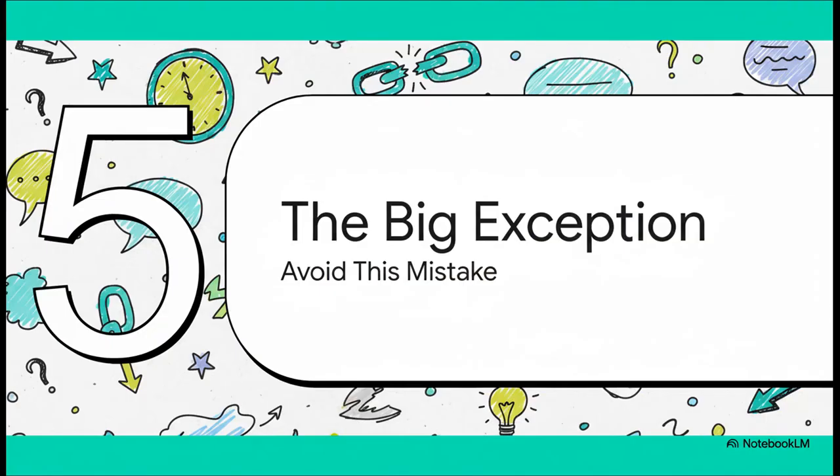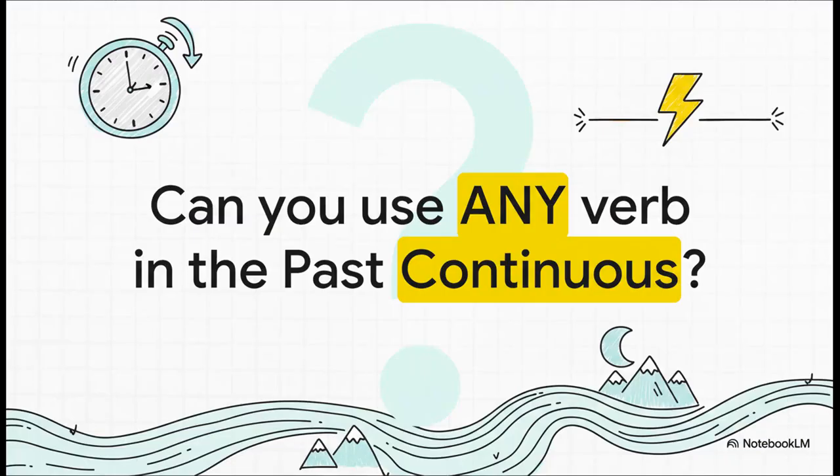All right, before we wrap up, there's one big exception you've got to watch out for. Avoiding this common mistake is pretty much the final step to truly mastering this tense. So here's a question for you. Can you just take any verb, add was or were, and put an ing on the end? Well, the answer is almost. But yeah, there's a catch.